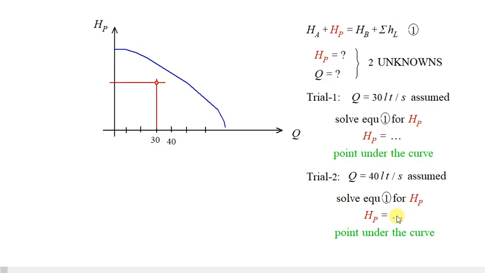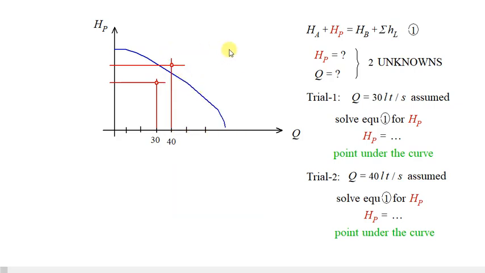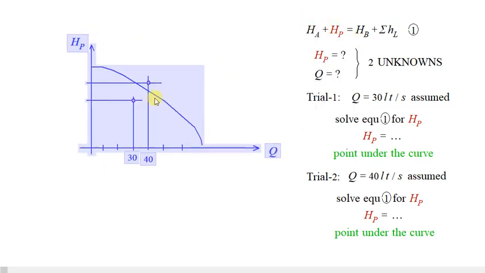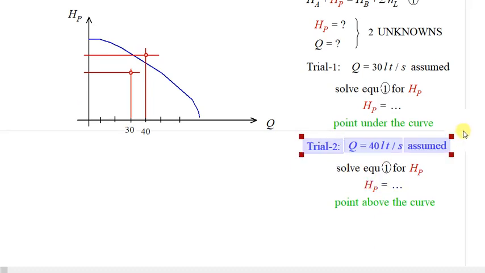Okay, solve for HP. Again we solved, and then after we checked, now the point is just slightly above the curve. So this is by trials. We will do these trials and you will see. So now the point is just above the curve a bit. Okay, so what should I say now? Point above the curve. So I can say reduce this Q a bit.